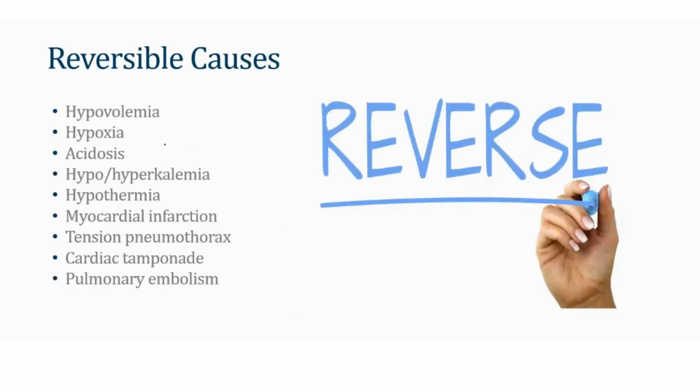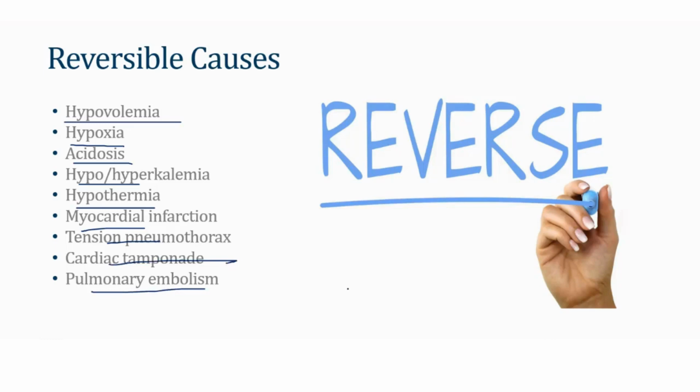Most of these are fairly obvious. Patients who have severe hypovolemia or hypoxia can have a cardiac arrest. Acidosis and potassium abnormalities can cause cardiac arrest. Severe hypothermia can cause cardiac arrest. And then a number of pathologic conditions are sometimes associated with cardiac arrest. These include myocardial infarction, tension pneumothorax, cardiac tamponade, and pulmonary embolism.